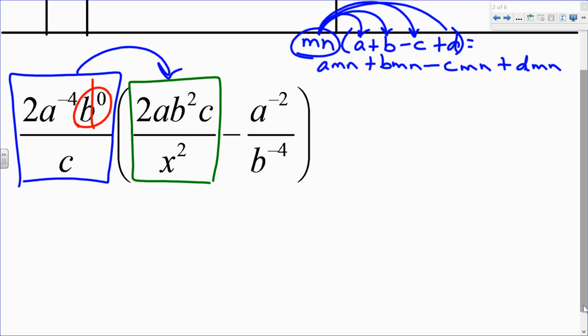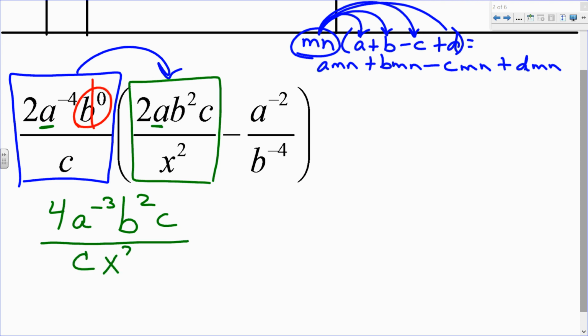So the number parts of that become 2 times 2 is a 4. Then what I have is a to the minus 4 times a to the first. If I put those together, if I add the minus 4 plus 1, it's minus 3. This b to the 0 is just a 1. I've also then still got times the b squared and times the c. The only ones I needed to combine the exponents on were the a's, because I had a to 1 power times a to another power. In the denominator, I have c x squared. And what I notice right away is those c's can cancel.